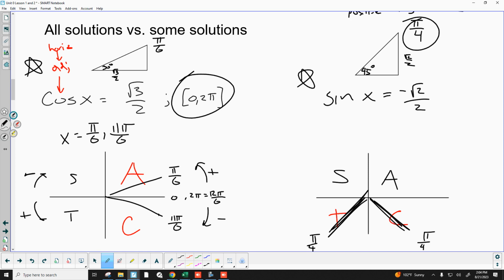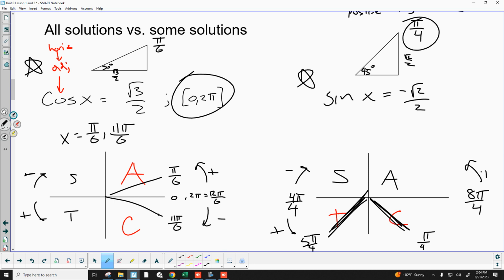This is where we go 4 pi over 4. Add 1 pi over 4 to get to 5 pi over 4. Not something I've memorized. I figure it out. We go 8 pi over 4.